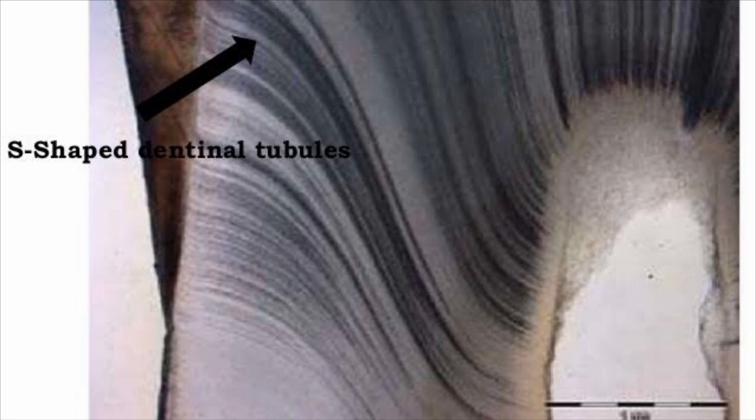They are larger near the pulp, and they progressively thin as we move towards the dentino-enamel junction. They follow an S-shaped course, and they are tapered. Their number is huge. There are 60,000 to 75,000 dentinal tubules per square millimeter of dentin near the pulp, and they reduce in number towards the dentino-enamel junction.